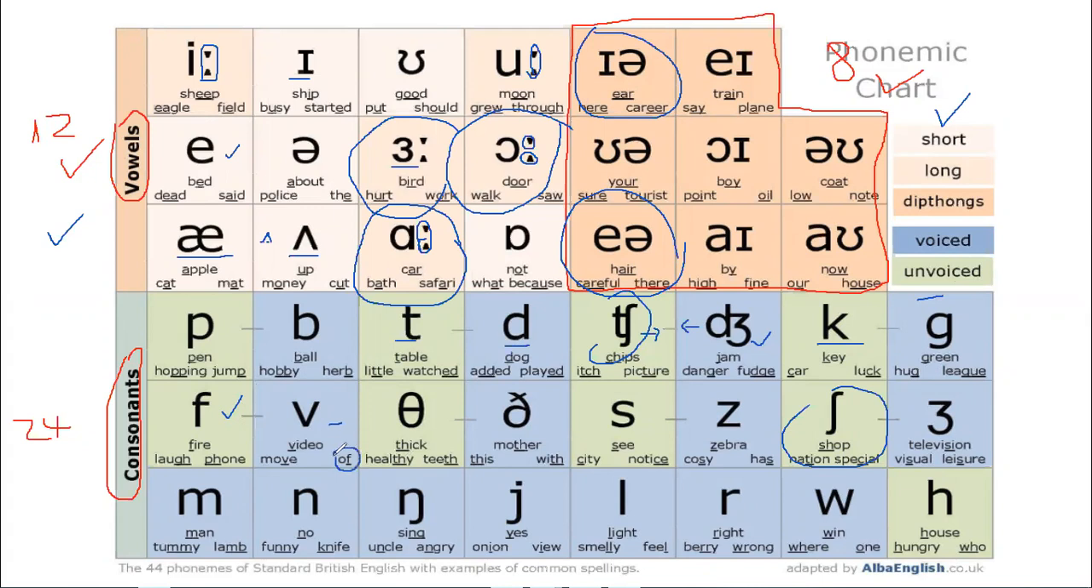Then we have the V sound, like in video, like in move, like in off. If you can see here, we have an F. So this is not the alphabet. I repeat, these are sounds. So this is off, sounds like a V. Then we have the th sound, like in thick, healthy, teeth. Then we have the th sound like in mother, this, with. Then we have the sound s, like in see, city, notice. Then we have the sound z, like in zebra, cozy, has. Then we have the sound sh, like in shop, nation, special. Then we have the sound zh: television, visual, leisure.